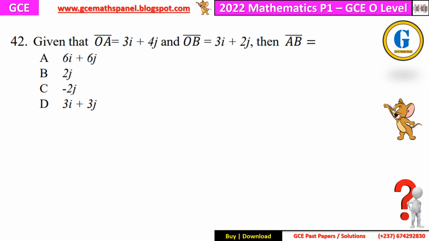42. Given that OA is 3i plus 4j and OB is 3i plus 2j, then the vector AB is... This vector AB, from tail to head, should be the vector head minus tail. So it's OB minus OA, B first minus A. So we have 3 minus 3, what's that giving us? 0i, right? And 2j minus 4j is minus 2j. We cannot be writing the 0i, so we just write the minus 2j. And so this is what we have: minus 2j.